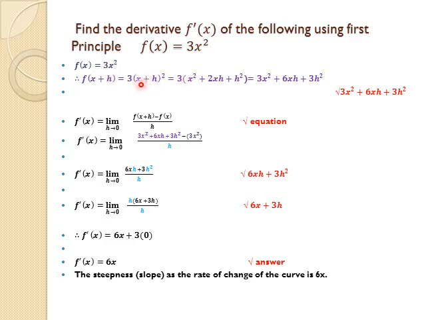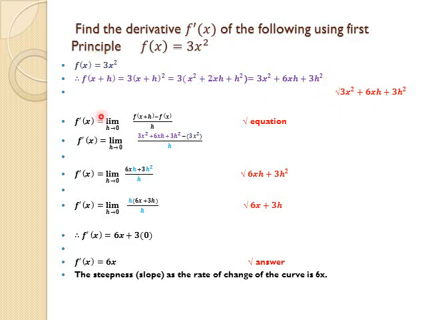Right, if we multiply out, x times x is x squared, x times h times 2 gives me 2xh, and h times h gives me h squared. From there, 3 times x squared, 3x squared, 3 times 2xh gives me 6xh, 3 times h squared, 3h squared. So 1 mark for finding the equation, right?